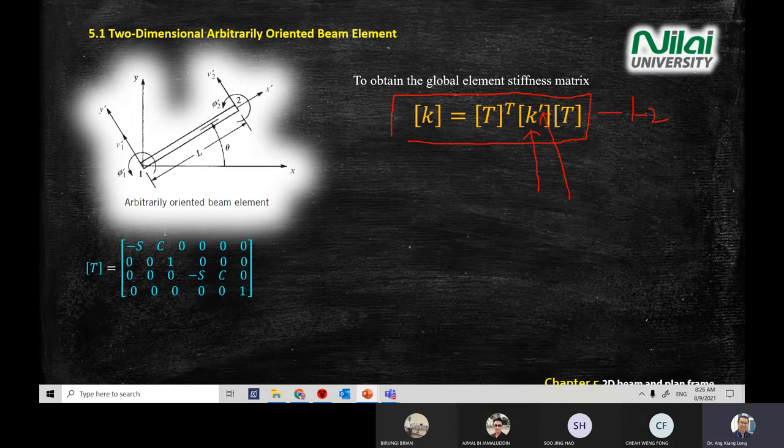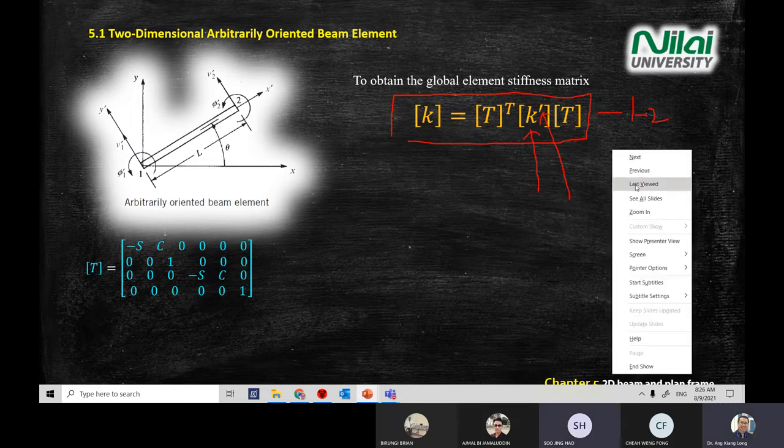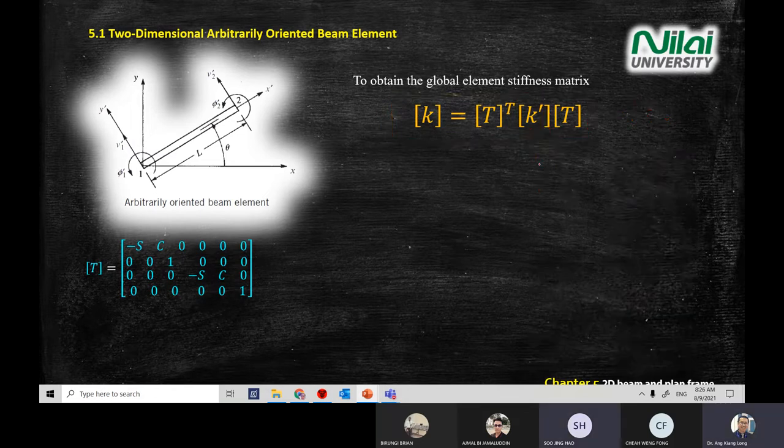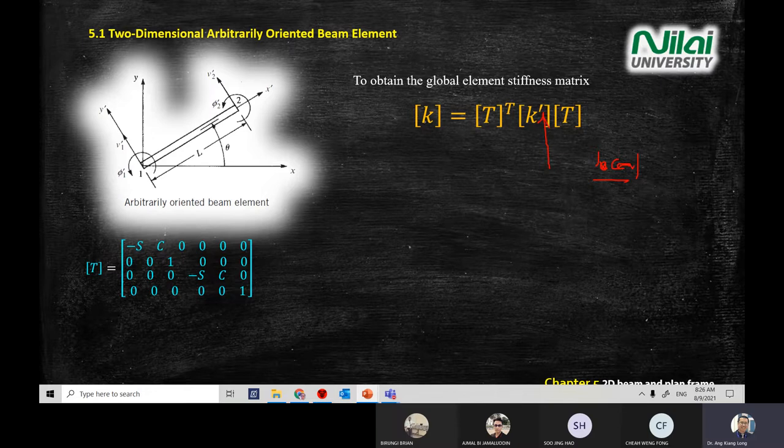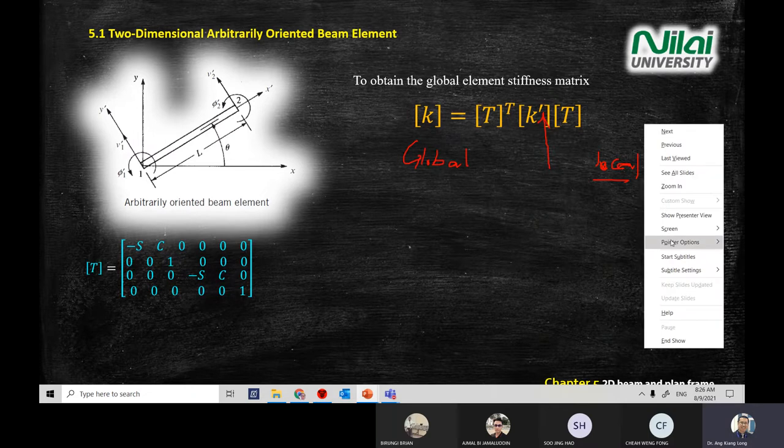Sue, are you there? Yes. My question is, if you look at this equation, when you see prime, what does it mean? Does it mean local or global dimension? Local. Yes, correct. If you see a prime, it means local. If there is no prime, it is global. So it's actually a conversion between global and local.